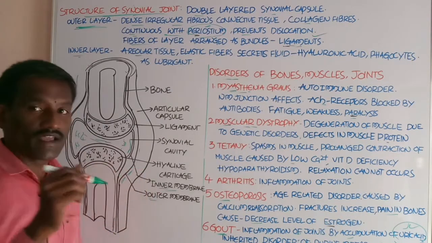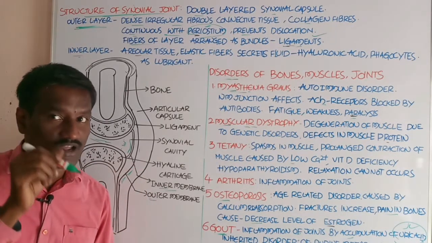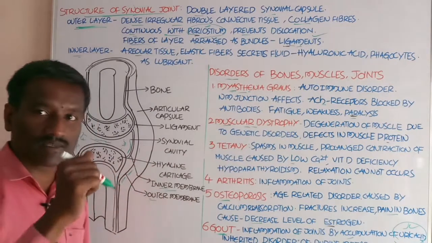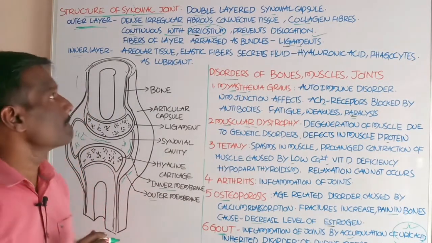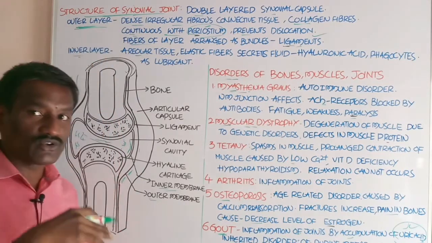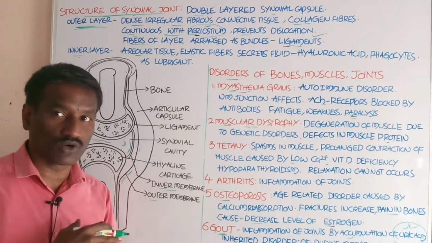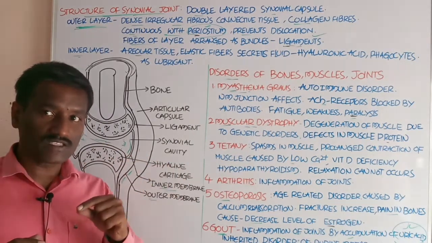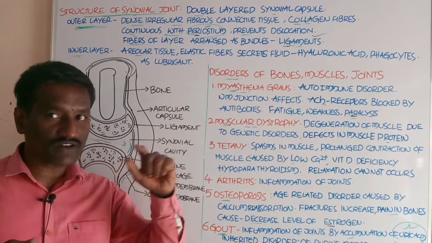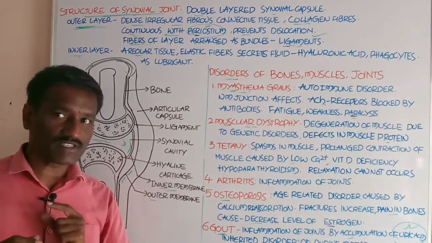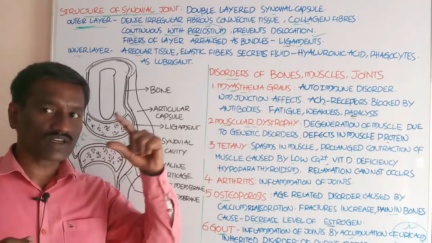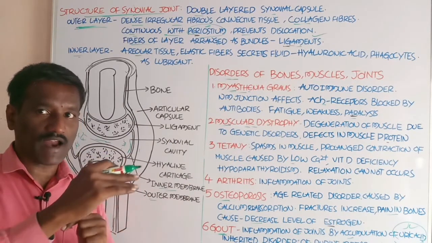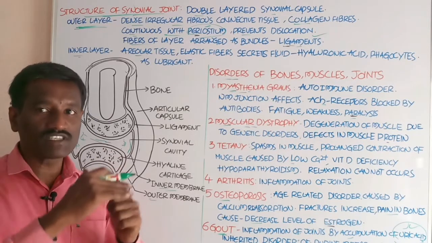The outer layer is formed with dense irregular fibrous connective tissue, and collagen fibers are also present in it. Okay student. Next, the outer layer is continuous with the periosteum of the compact bone. Periosteum is the outer surface of the compact bone. The inner surface is called endosteum. The space between the periosteum and the endosteum has a Haversian system.